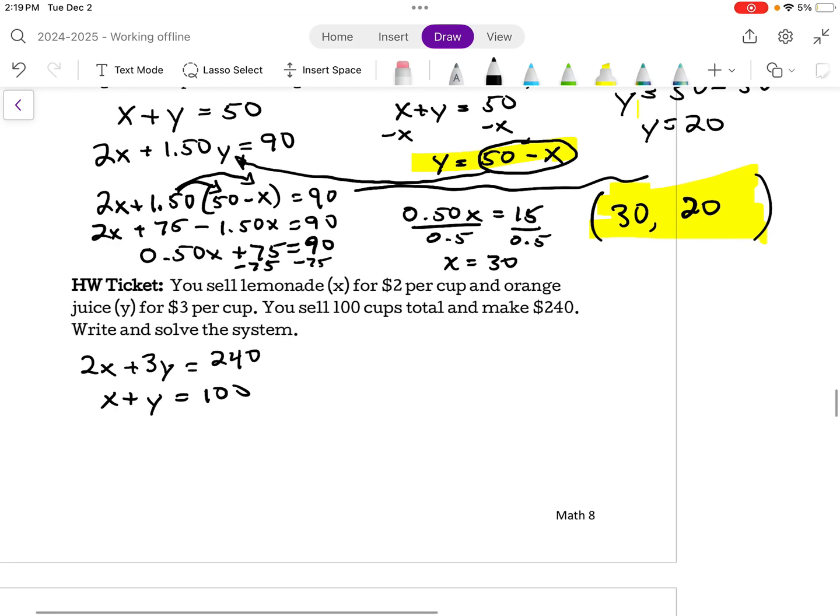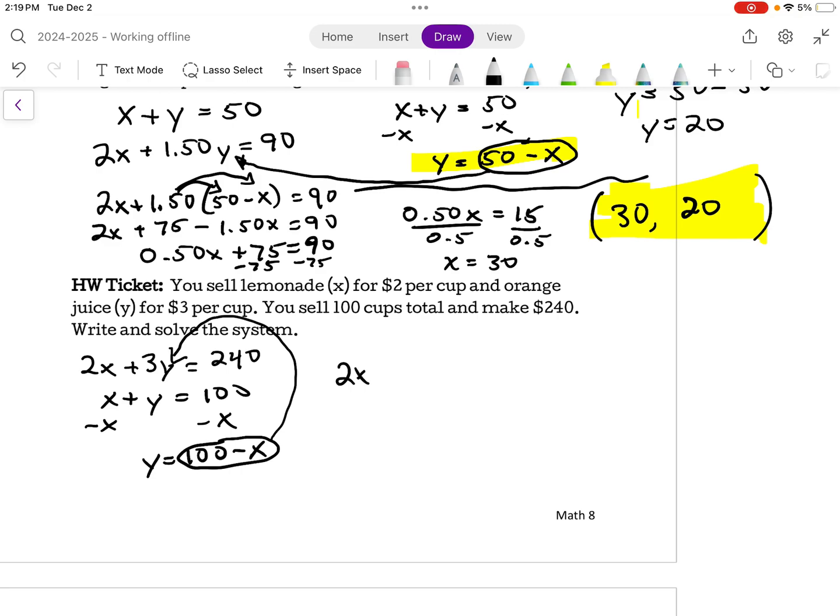And just like the last problem, I need to set this up where I have it solved for y. So I'm going to subtract x on both sides, and that gives me y equals 100 minus x. Now that I have one equation solved for y, I can circle that, and I'm going to substitute that into my original equation's y. So I'm taking that top equation, which is 2x plus 3 times y, which is 100 minus x, and that equals 240.